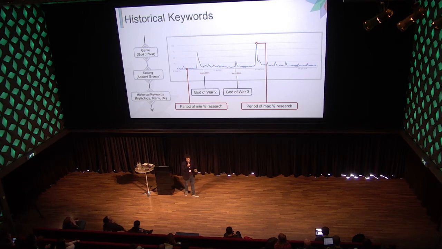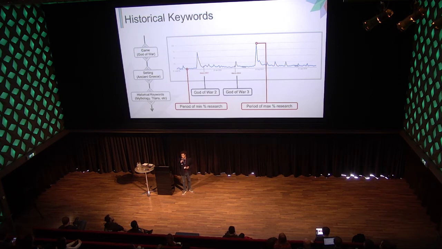We can see a match here with the periods when God of War 2 and God of War 3 were released. And here, this is the search for the word Titans. As we can see, in March 2007, when God of War 2 was released, there's a brief rise in searches for the word Titans in the few months following the release of the game. The same thing happens when God of War 3 is released. As we can see, there's a spike just in the months after the release of the game.